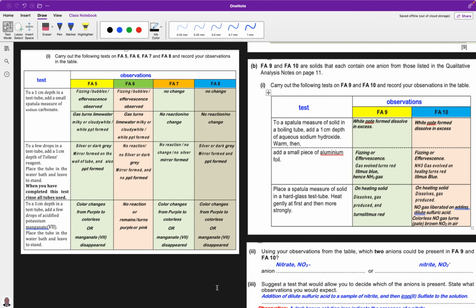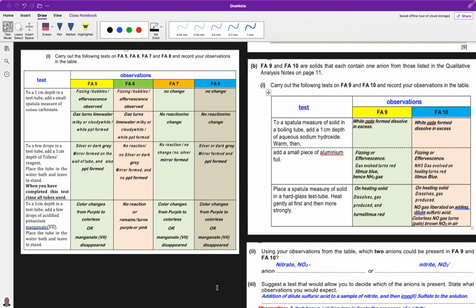It turns lime water milky. The cloudy white solution, the white precipitate or cloudy white precipitate were formed, or it turns lime water milky. You can mention either you say it is white precipitate that is formed, or you say a cloudy white solution is formed, or you can even say it turns lime water milky. All these are acceptable by examiners.